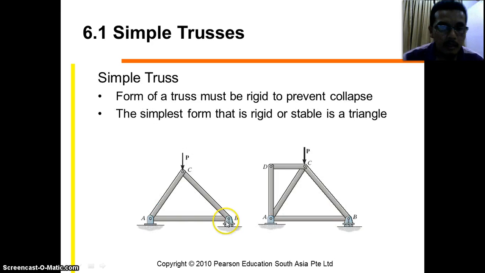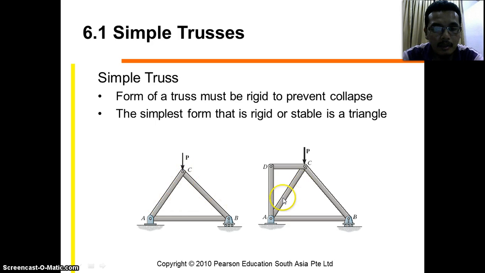Okay. So for simple trusses, the form of the truss must be rigid to prevent collapse. This is the purpose of the trusses: they must be rigid to prevent collapse. The simplest form that is rigid or stable is the triangle. This is the very basic, simplest form that is rigid and stable.